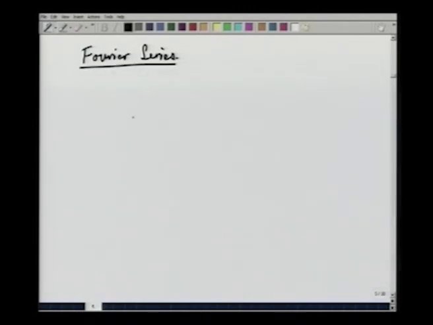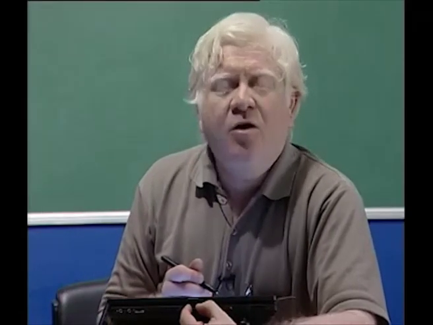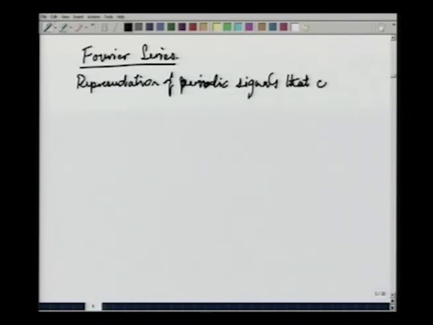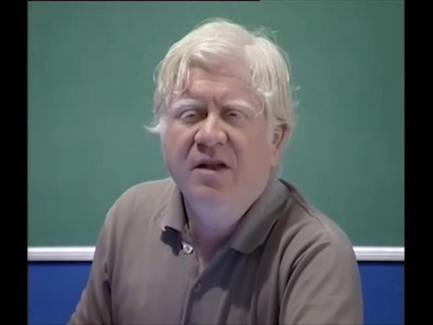The Fourier series is concerned with the representation of periodic signals, real or complex valued. That is the objective of the Fourier series.